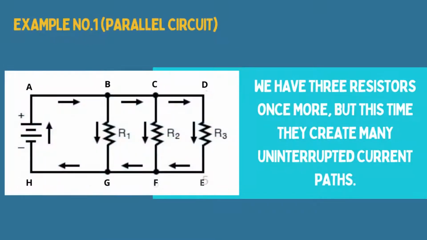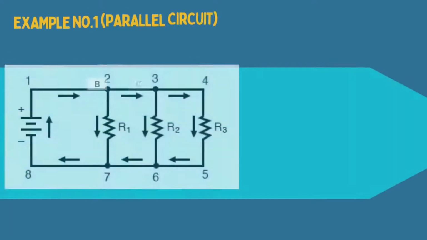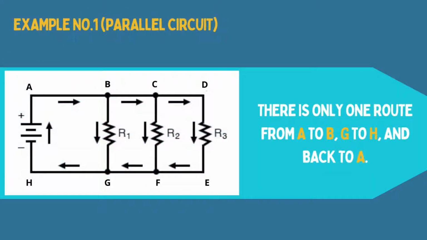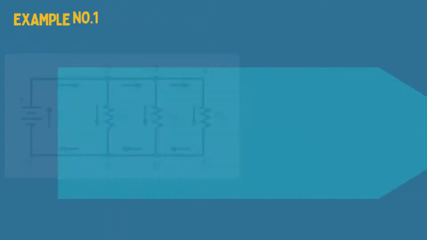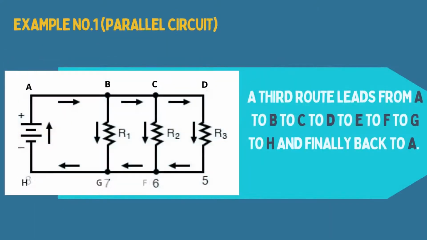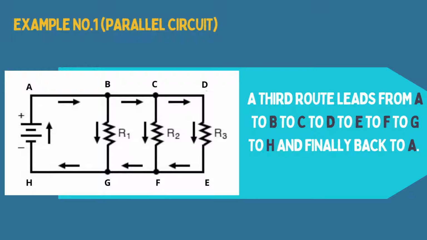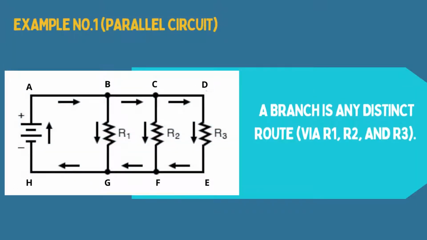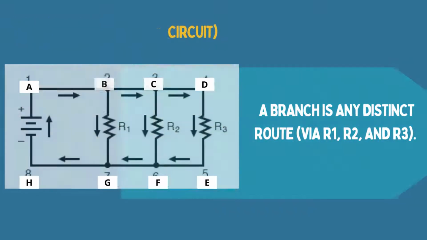We have three resistors once more, but this time they create many uninterrupted current paths. There is one route from A to B, G to H, and back to A. Another one goes from A to B to C to F to G to H before returning to A. A third route leads from A to B to C to D to E to F to G to H and finally back to A. A branch is any distinct route via R1, R2, and R3.